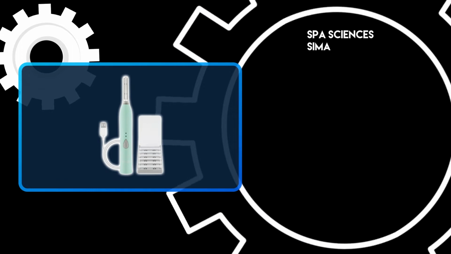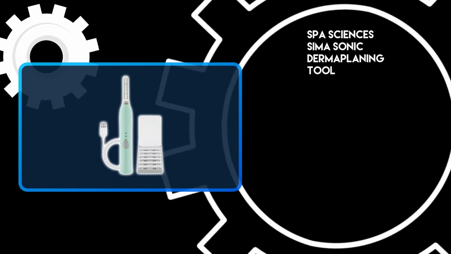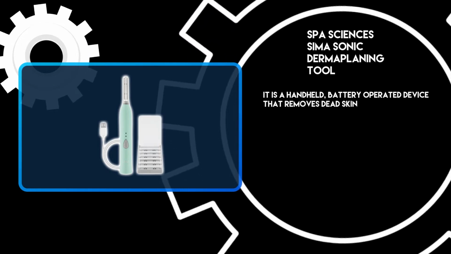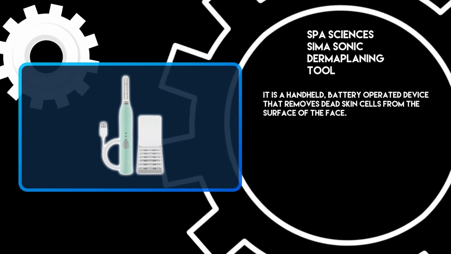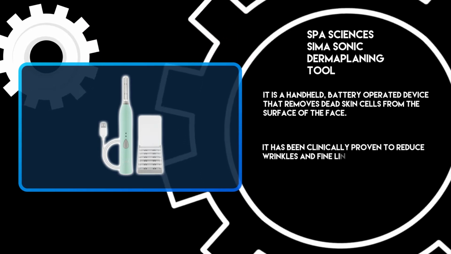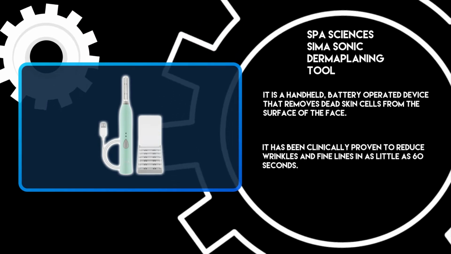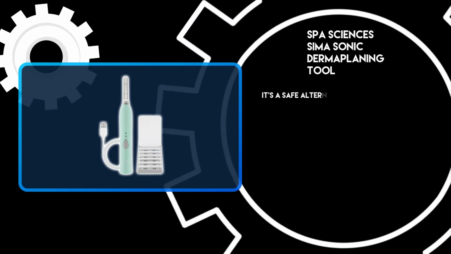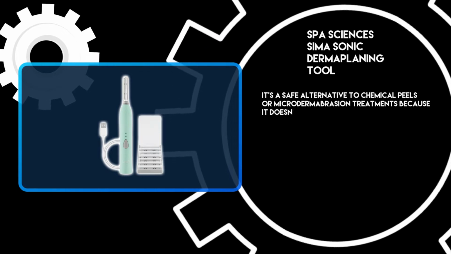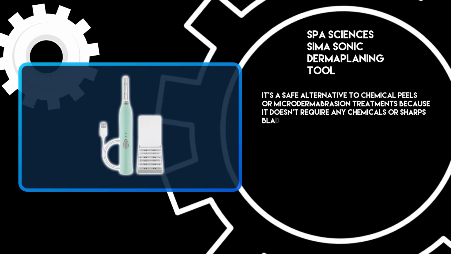At number 3, Spa Science's SIMA Sonic Dermaplaning Tool. It is a handheld, battery-operated device that removes dead skin cells from the surface of the face. It has been clinically proven to reduce wrinkles and fine lines in as little as 60 seconds. It's a safe alternative to chemical peels or microdermabrasion treatments because it doesn't require any chemicals or sharp blades.